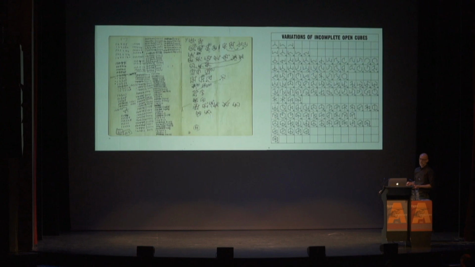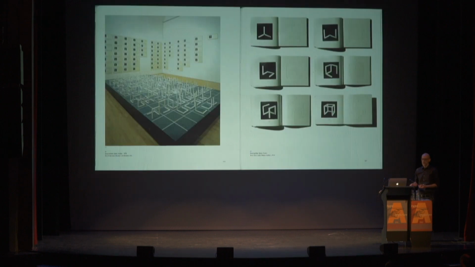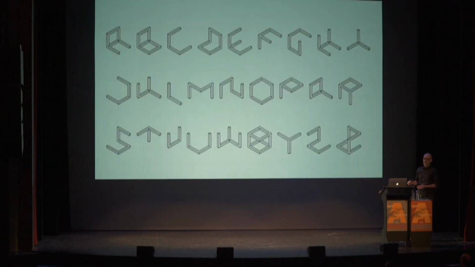And the interesting thing about Sol LeWitt, and here are the diagrams and the positions of his 122 variations of an open cube. Not so long ago, Radim Peshko created his own modular script based on the same visual or virtual design space that Sol LeWitt was using.